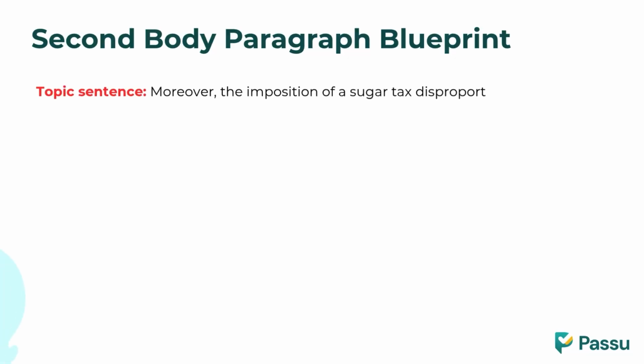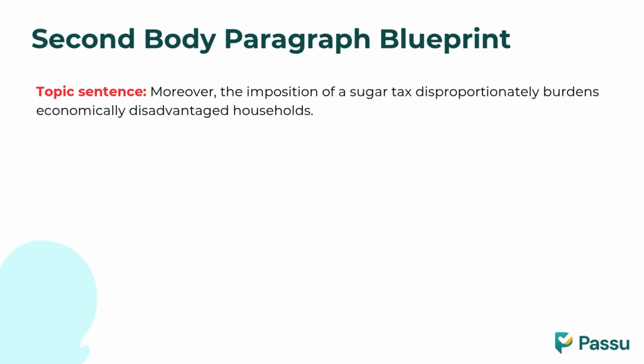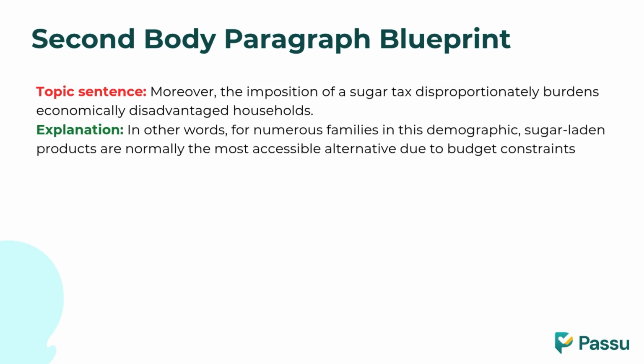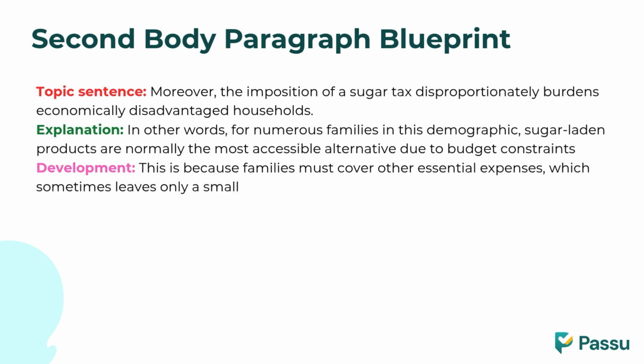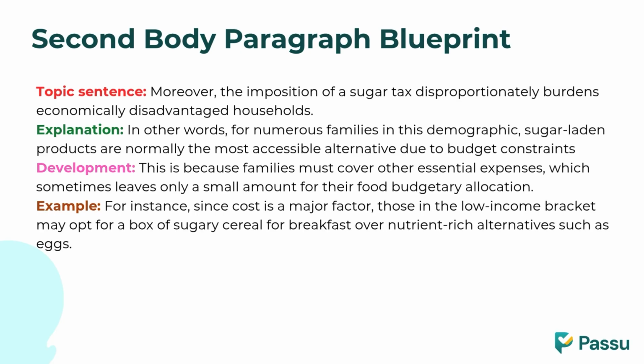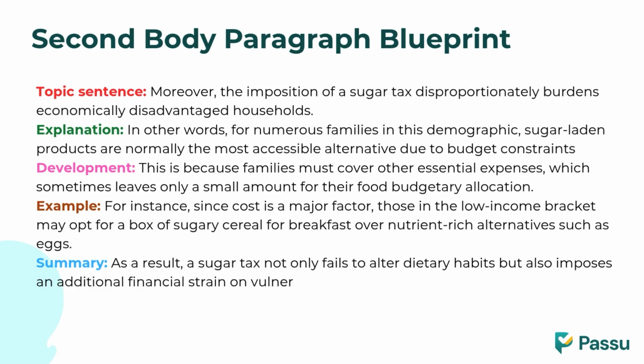Moreover, the imposition of a sugar tax disproportionately burdens economically disadvantaged households. You're going to explain this further. In other words, for numerous families in this demographic, sugar-laden products are normally the most accessible alternative due to budget constraints. This is because families must cover other essential expenses, which sometimes leaves only a small amount for their budgetary allocation. You're going to provide an example next. For instance, since cost is a major factor, those in low income brackets may opt for a box of sugary cereal for breakfast over nutrient-rich alternatives such as eggs.